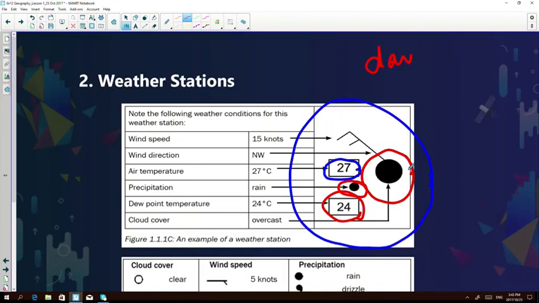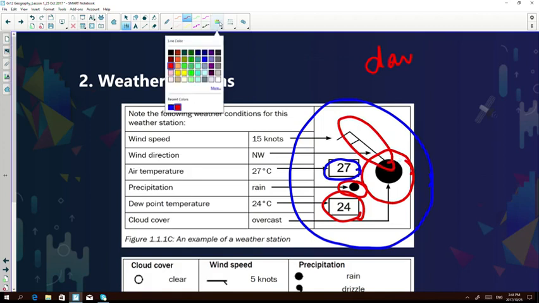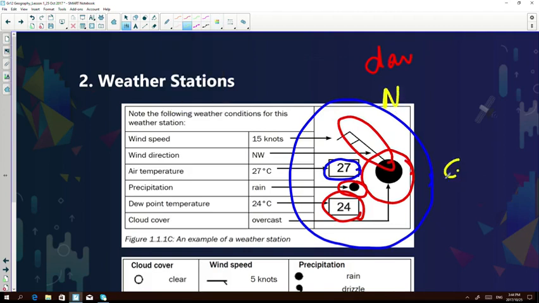And when we look at the wind speed and wind direction, as you can see, it's attached to the body of the cloud cover over there. That gives us a northwest direction. How do I know that? Because if you look at your weather station model, this is where north is. There's east, there's south, and there's west, as you can see in a northwest direction. The wind speed that's been allocated over there is 15 knots.